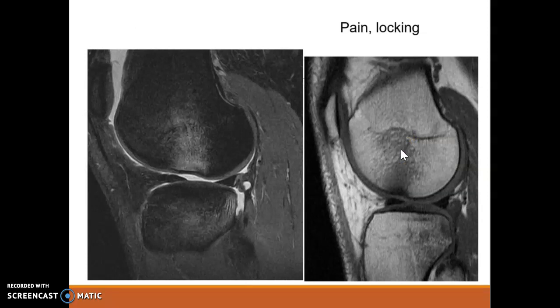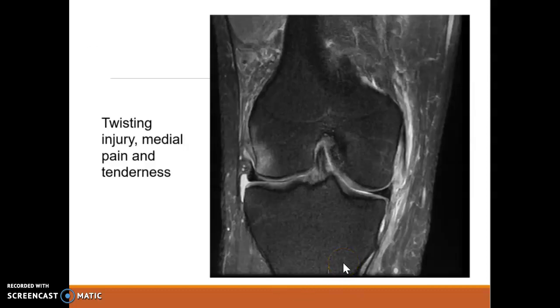Pain and locking, thinking about the meniscus, obviously. So you can see you've got the posterior aspect of the meniscus here and the anterior aspect here. You've got this white aspect, which is a meniscal cyst, sitting within the meniscus, which will disrupt the flow and use of the meniscus. Then you've got this white lucency here, and also this dark here, which would indicate that there has been some bony bruising that has occurred during the trauma.